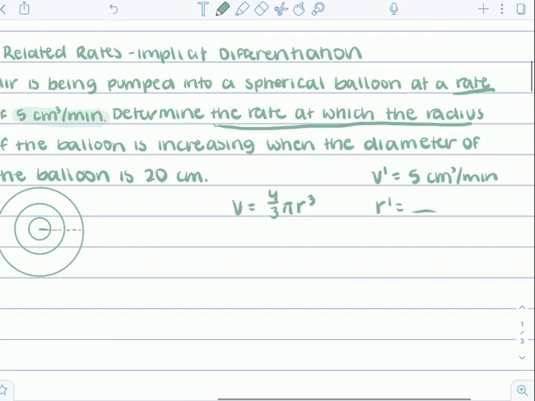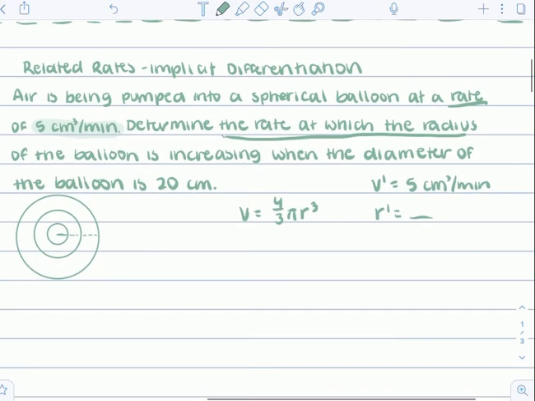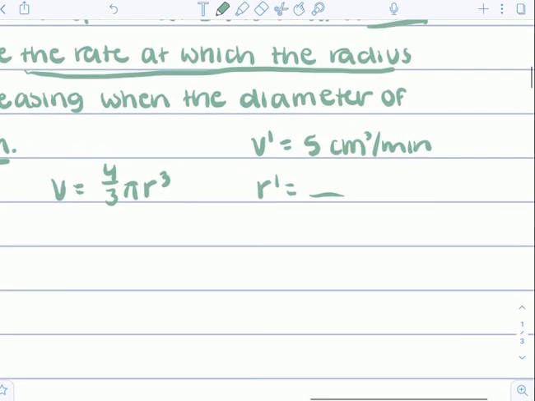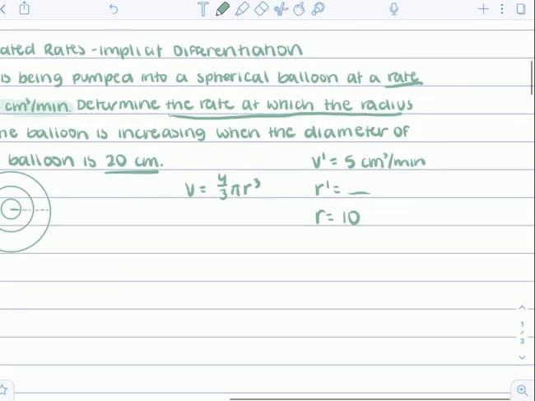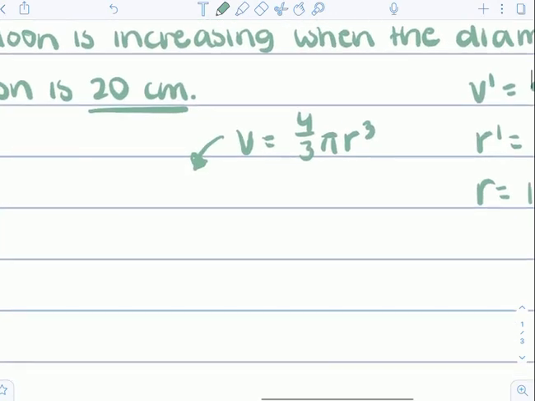And so it also says when the diameter of the balloon is 20 centimeters. So we're given that the diameter is 20, and that means that the radius is 10. So we're trying to find when the radius is 10, what the rate of change is. So we're trying to find the derivative of this equation right here.